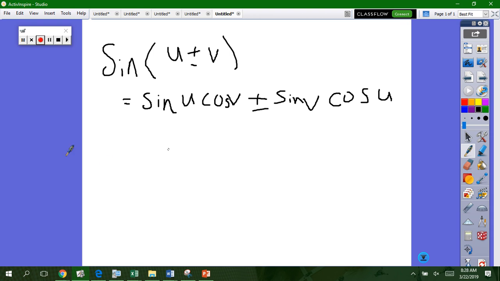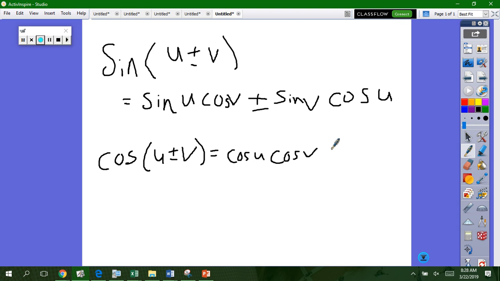Okay? Now let's do the cosine sum and difference. It is cosine u cosine v. Now if it's a plus, it's a minus. And if it's a minus, it's a plus. Does that make sense how the notation's working there? Okay. Sine u, sine v.